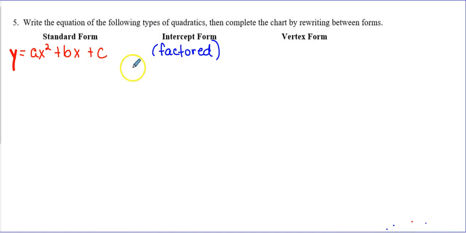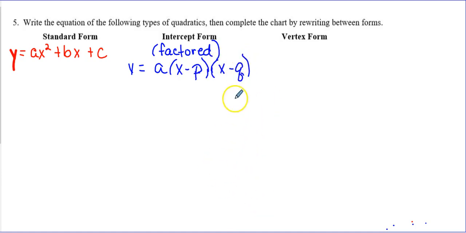You would have y equals, and then you'd have your a on the outside. Your a is that vertical stretch or compression, horizontal stretch or compression. It's kind of like the slope would be, but it doesn't really have a slope if it's a parabola. So that's what the a is. And we'll talk about how to find the a when we need it as well. And then you've got x minus some number p times x minus a number q.